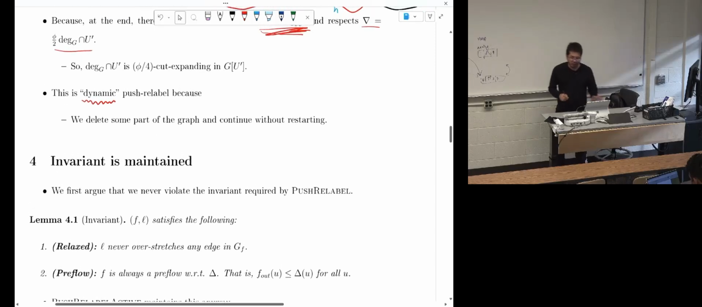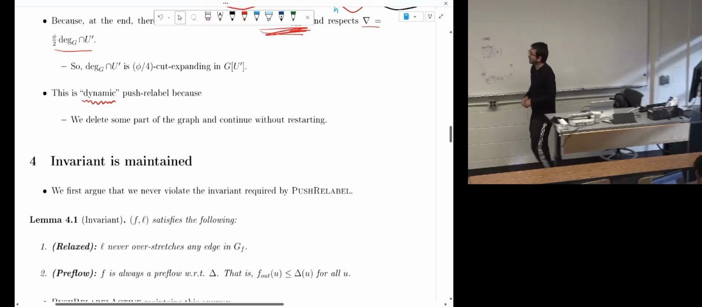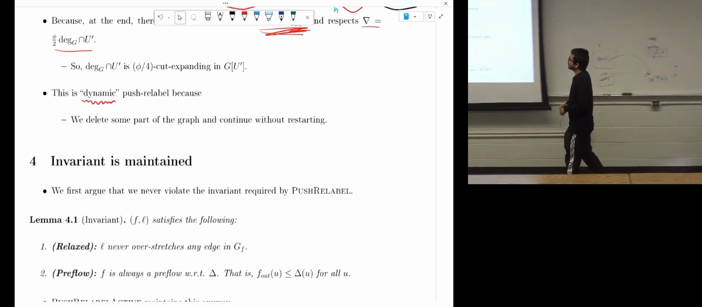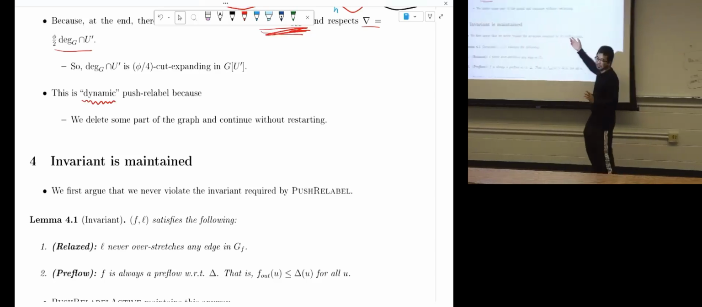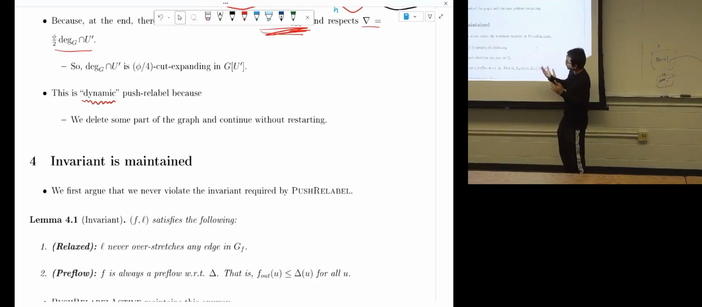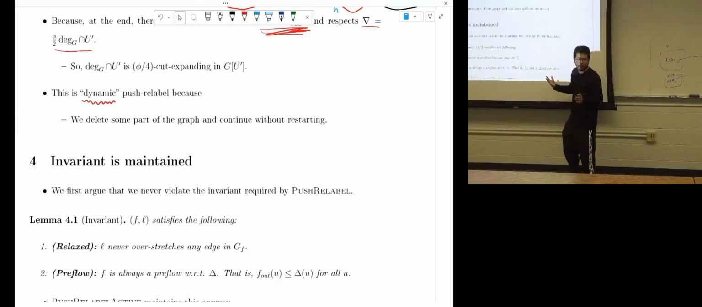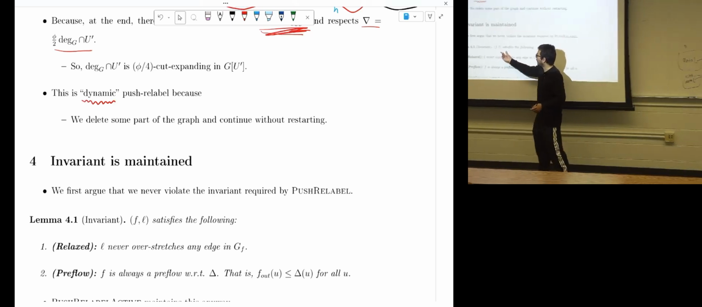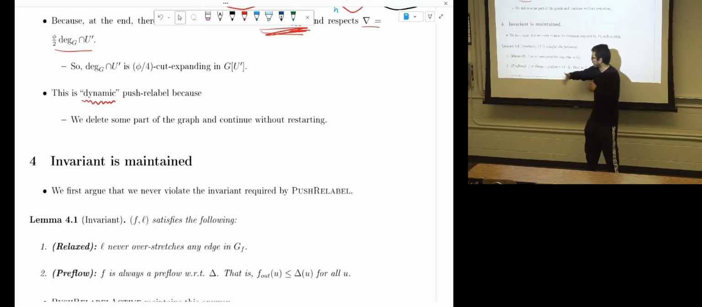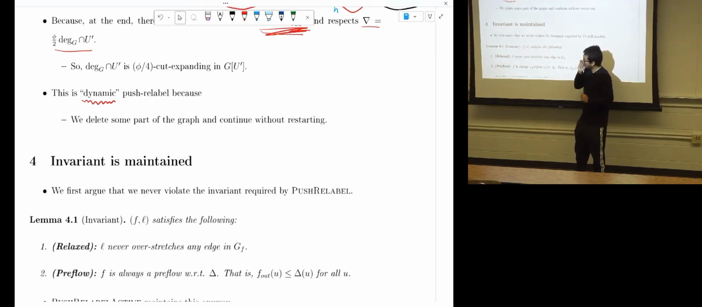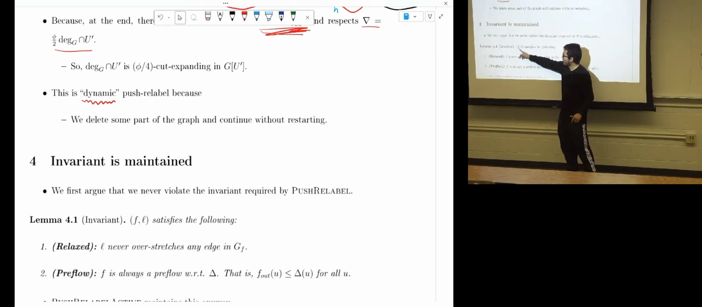Now, first, before we show the correctness, I need to argue to you that we never violate the invariant needed by the push relabel algorithm. There are two things that we need all the time. We maintain some level L, and this level L never overstretches any edge. This we need in our push relabel. Also, the flow that we maintain is always a pre-flow.